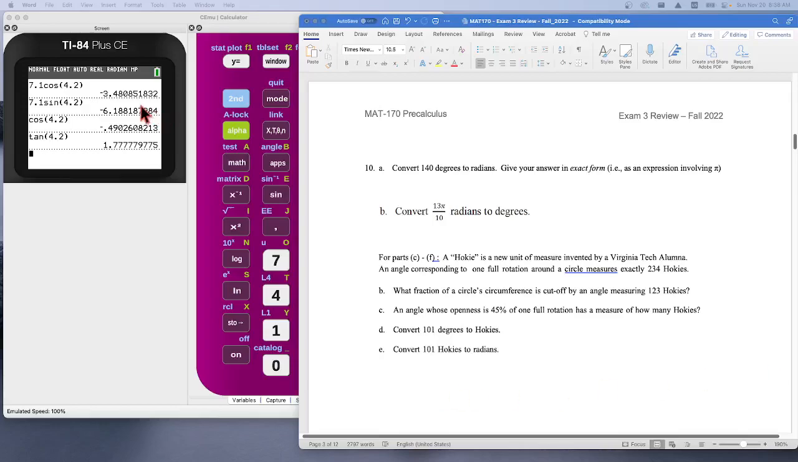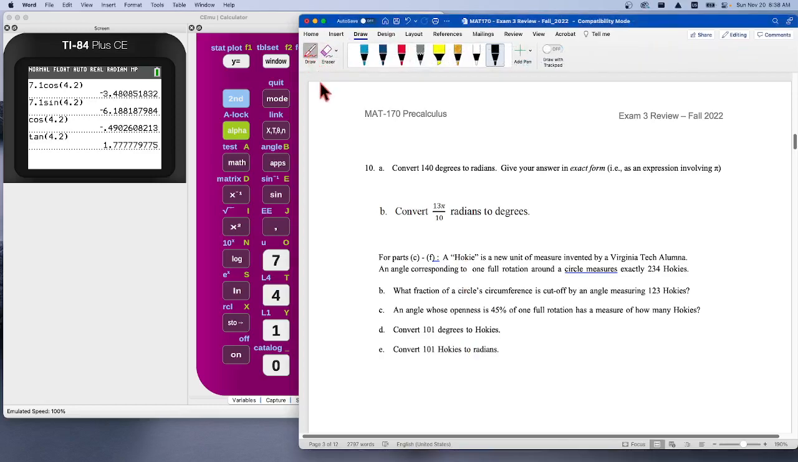For number 10, we're going to convert 140 degrees to radians, and then we're going to be doing some conversions. The thing we have to remember about conversions is that we use a conversion factor. So we have to find a place where degrees and radians are equal. Now, yes, you could use 360 degrees and 2 pi, but maybe an easier one is that pi and 180 degrees are the same thing.